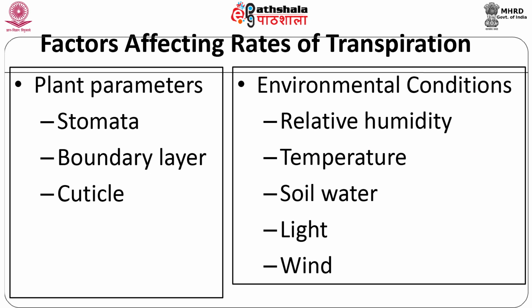There are various factors which affect the rate of transpiration. The first major factor is plant parameters, which include stomata, boundary layer, and cuticle. The second factor is environmental conditions, which include relative humidity, temperature, soil water, and wind.